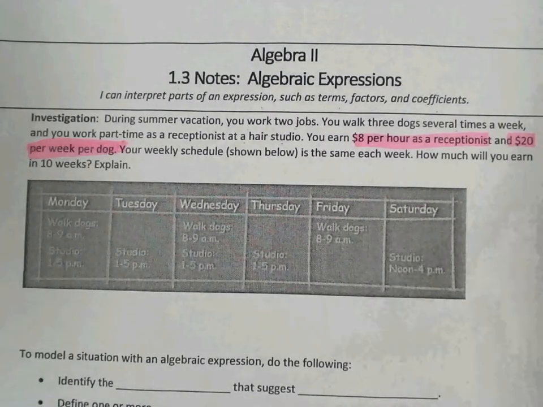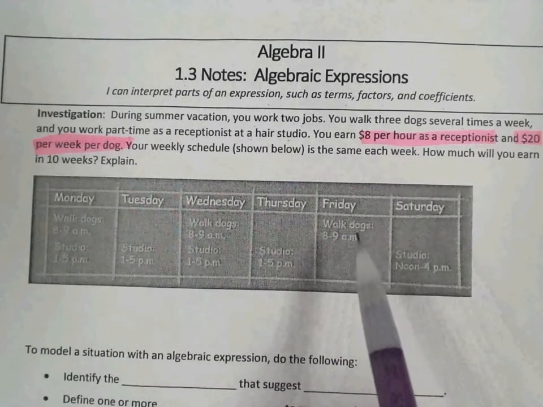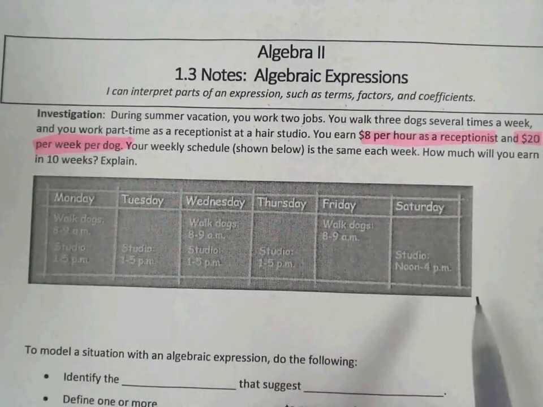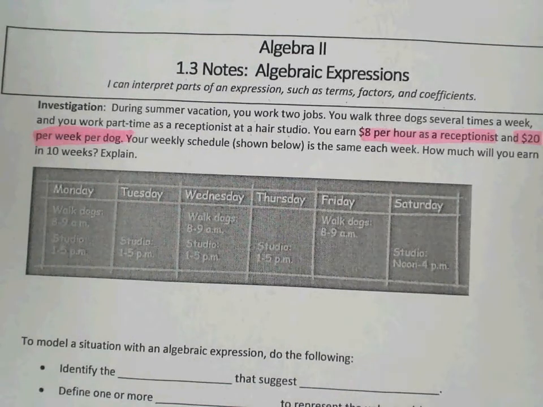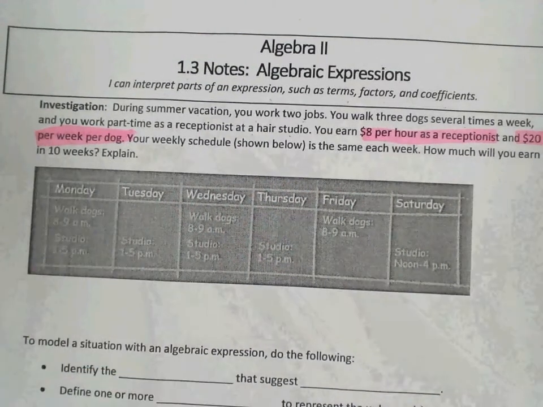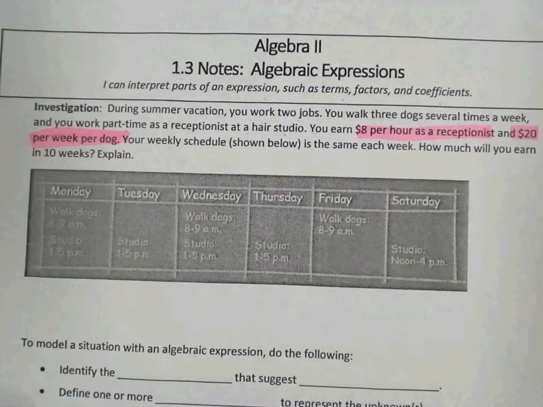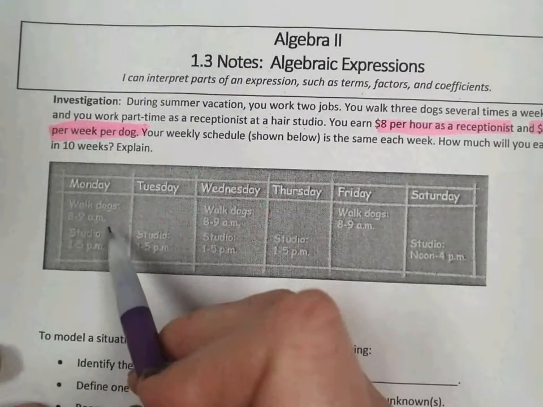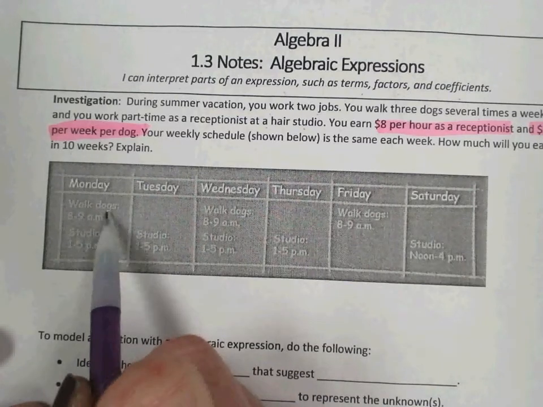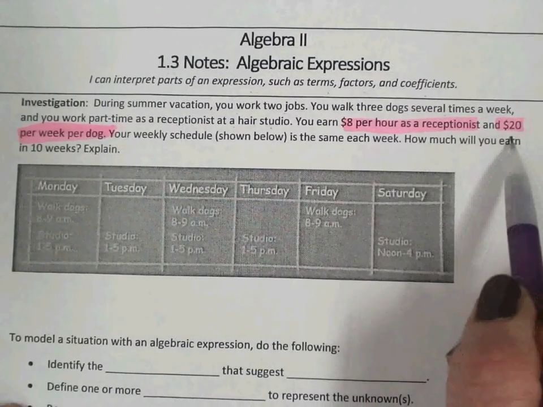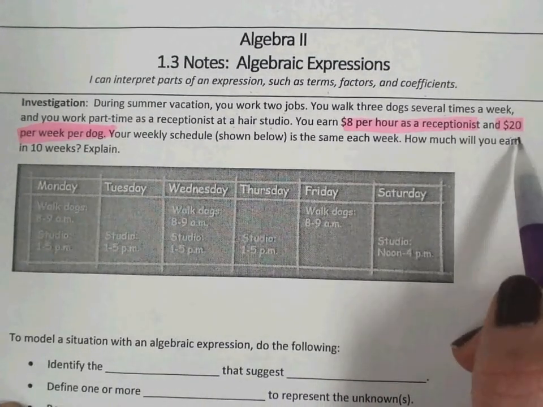Explain. So this is a great example of solving a simpler problem. If we can just figure out in 1 week how much we would earn, then we can easily multiply by 10 to find out how much we would earn for 10 weeks. So let's start looking specifically at dog walking. We know how much we earn for dog walking. So how many dogs are we walking?